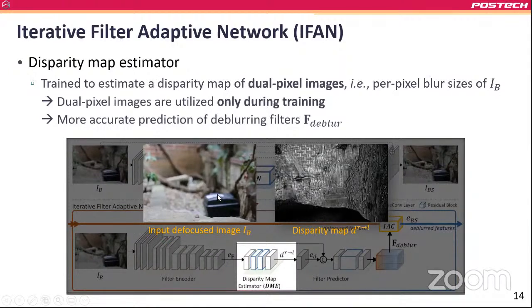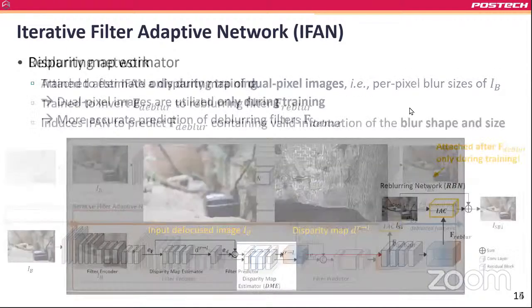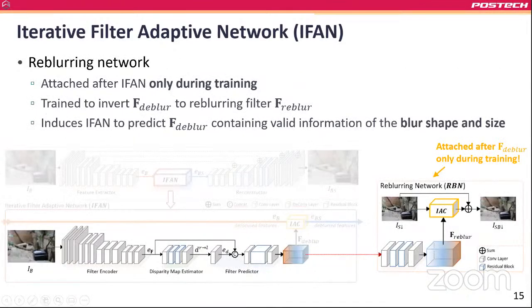Here we can see some examples of disparity estimation. Accurate disparity estimation means accurate estimation of defocus blur size. Then, to further increase the performance of our network, we also have a reblurring network. Here we predict the filter kernel for deblurring, but from that kernel we also try to estimate the reblur kernel. This is the reblur kernel.